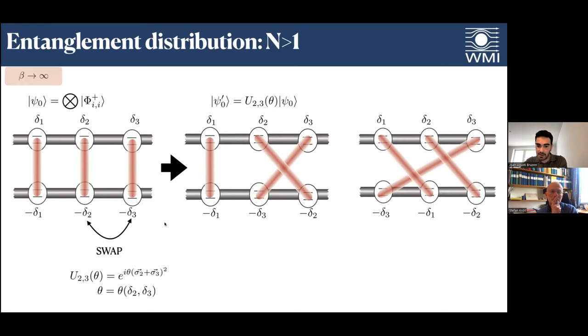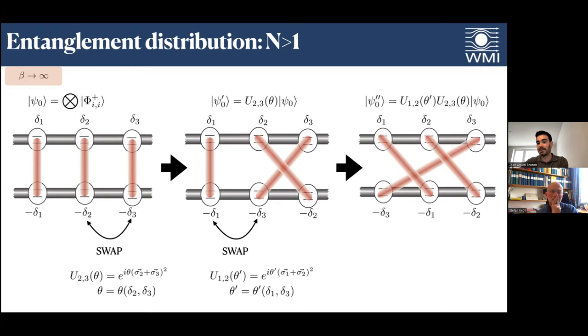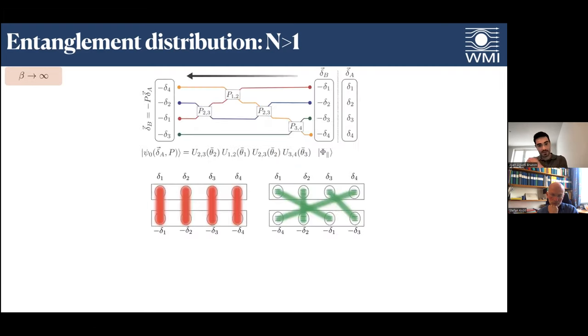Then probably now you can already see it, but to go from this state to this is just another swap operation. So if we want to characterize this state, in this case, it is just the original state, this product state of Bell pairs, times these two swap operators, and the angles just depend on the detunings you have just swapped. So this is what we can extend in general.